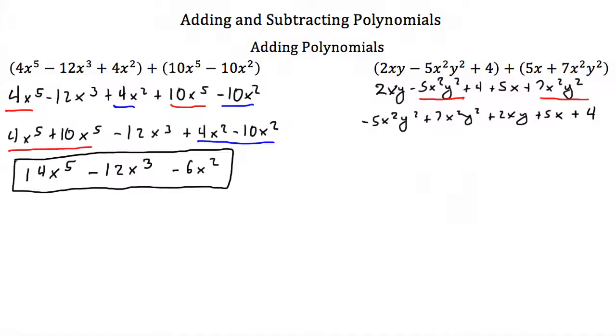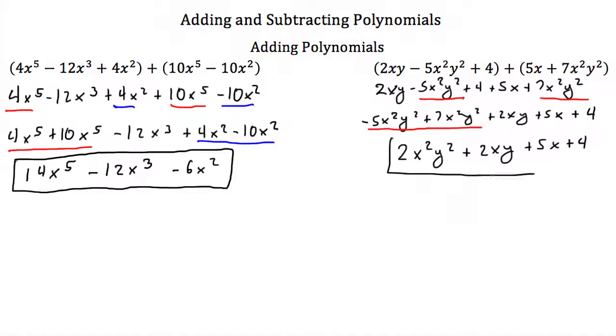Now to combine my like terms, I just add their coefficients. So I have a negative 5x squared y squared and a 7x squared y squared. Positive 7 plus a negative 5 would be 2x squared y squared. And the rest of my terms don't have any like terms, so we just rewrite them. So we have a 2xy plus 5x plus 4. So when we add these polynomials, we end up with 2x squared y squared plus 2xy plus 5x plus 4.